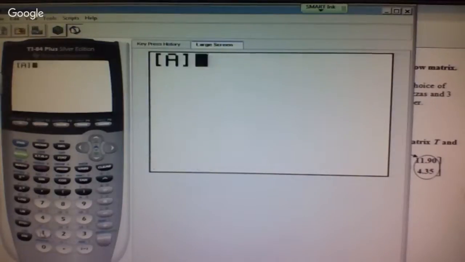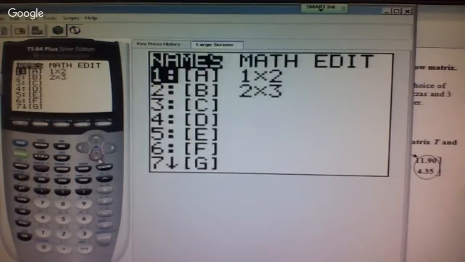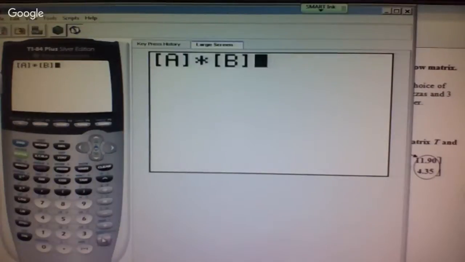So I want matrix A. I want to use the numbers that I input for A. And I want to multiply that against matrix B. So I've got to go back to my matrix. And this time I want matrix B. Okay, so you out to the main screen.